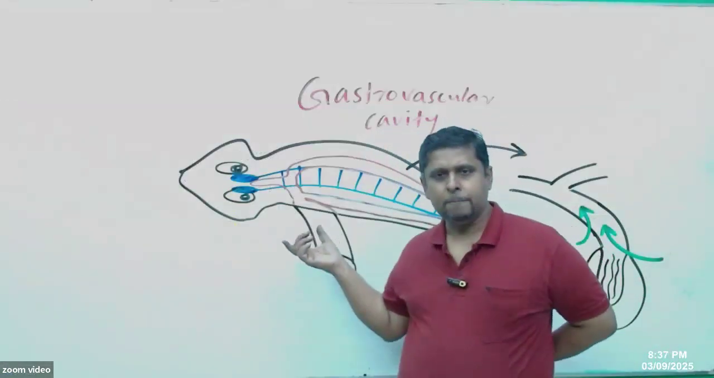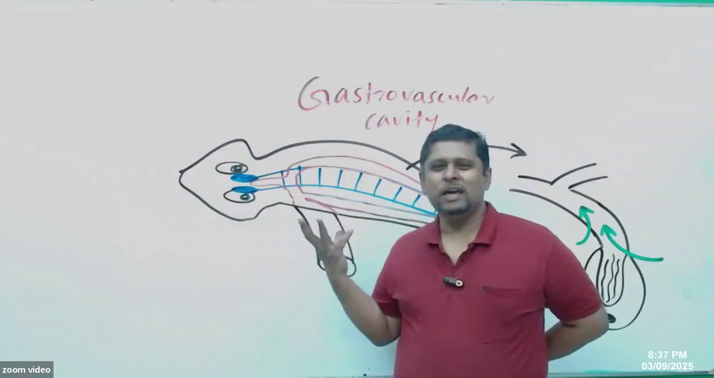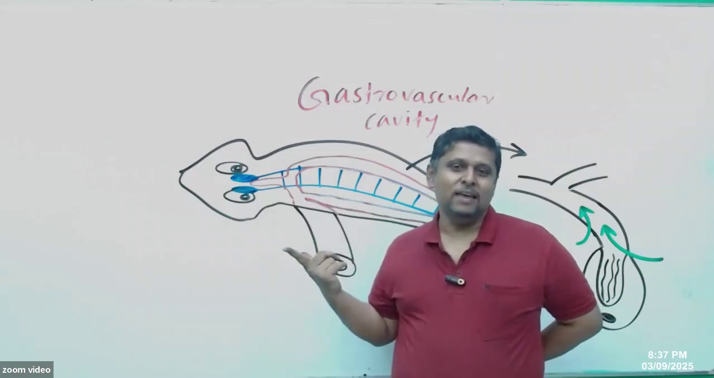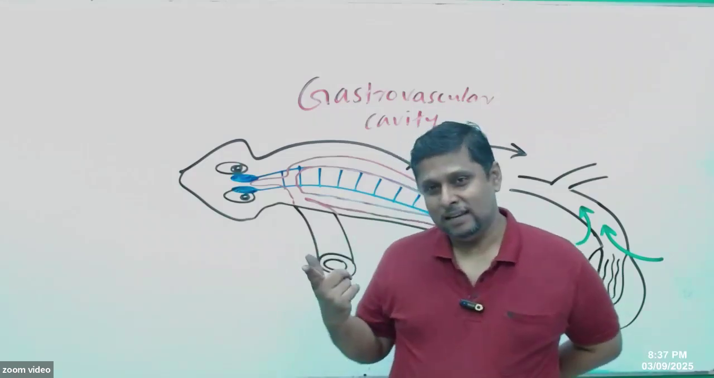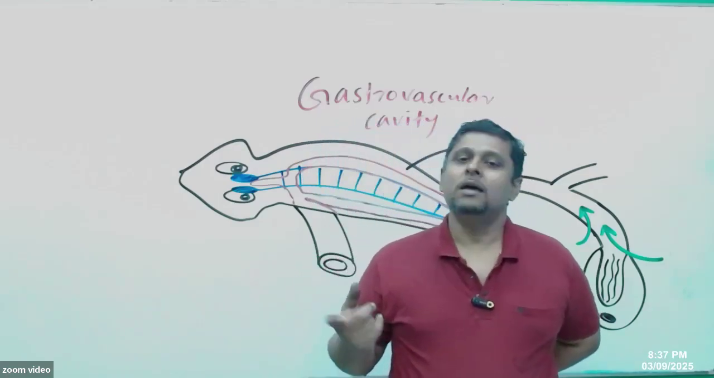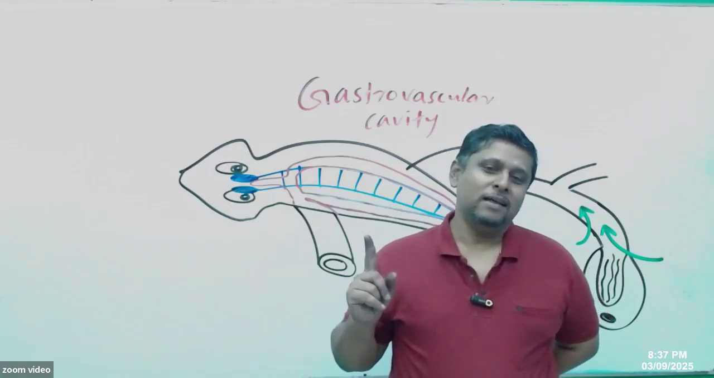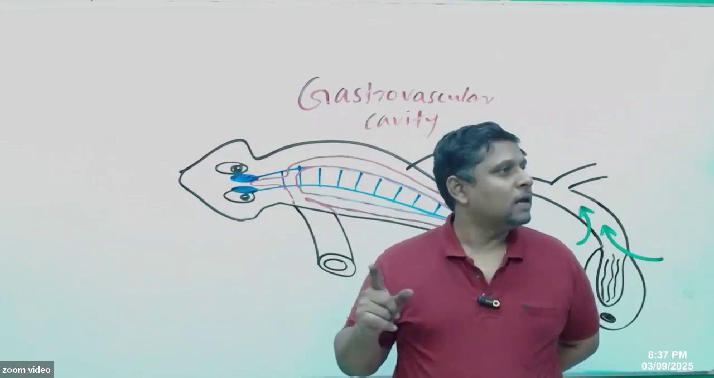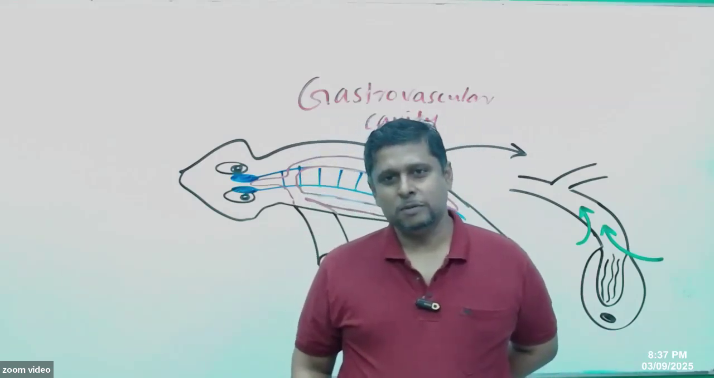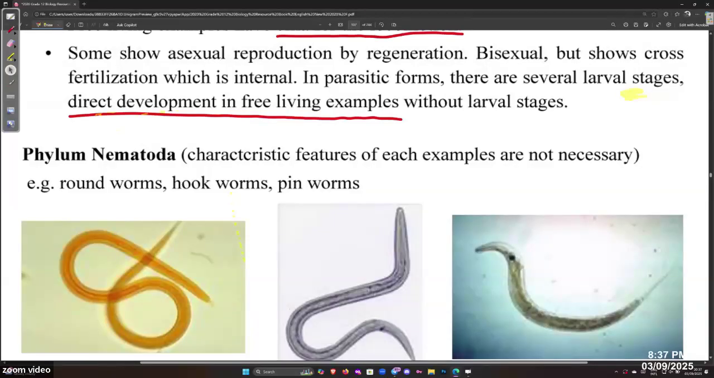Planaria is a free-living one. Now, people, liver fluke is not free living, it's a parasitic one. And then the tapeworm is also not free living, right? So the free-living ones develop without larvae. The other parasitic forms have larval stages. That's a special feature, right? In parasitic forms, there are several larval stages. Direct development in free-living forms.